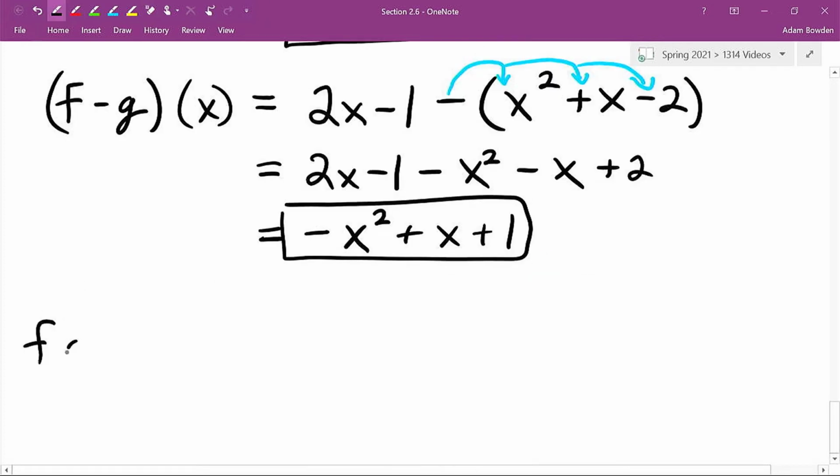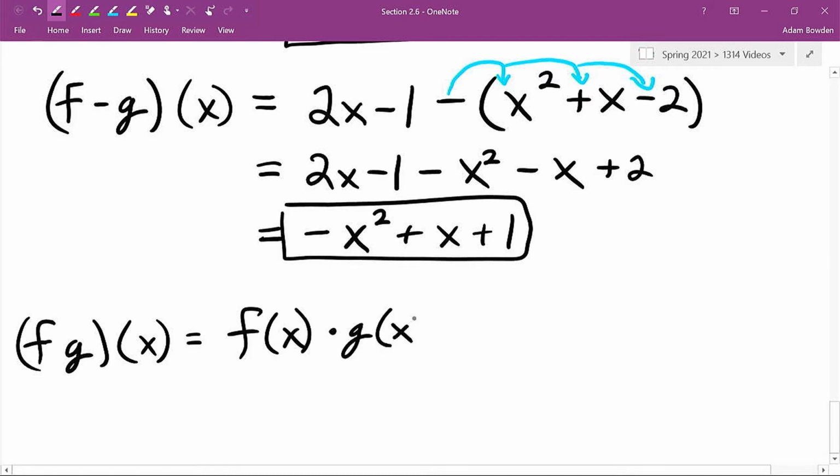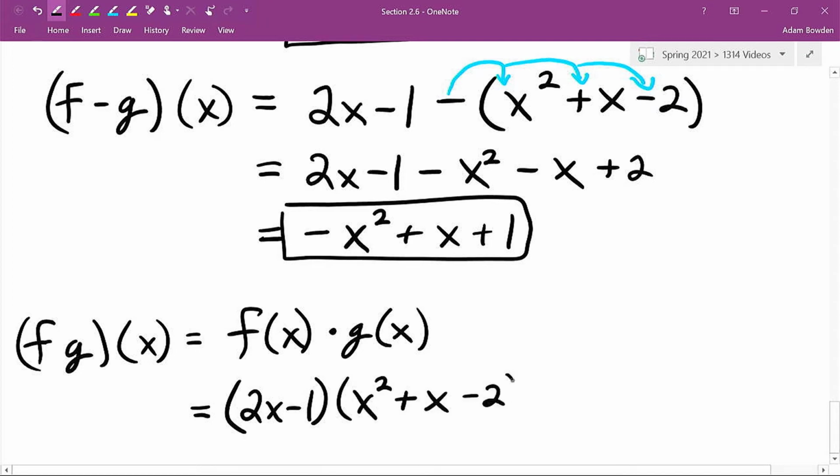Now the next one, fg of x, means to multiply the two together. F of x times g of x. Okay, that's a little bit weird looking because we start off with a 2x minus 1, but we're multiplying that by x squared plus x minus 2.